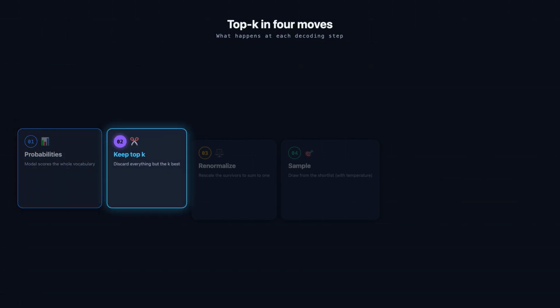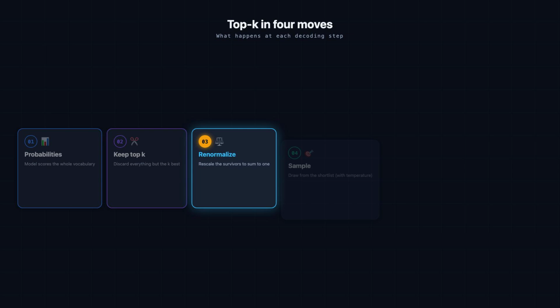Then you keep only the K most likely tokens and discard everything else. Pick the top 40, say, and that long, unreliable tail simply disappears. Whatever nonsense was hiding down there can no longer be selected.